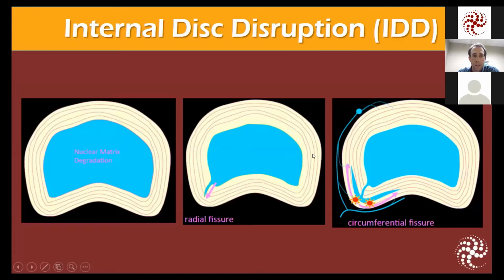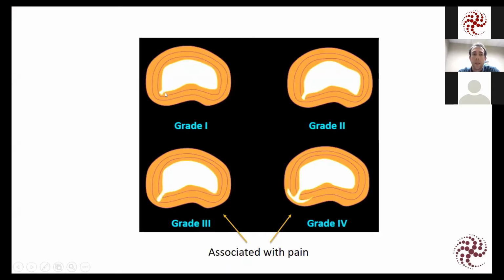On this next slide, you get another schematic of what happens as you start loading the annulus and you start getting radial fissures in it. The radial fissures can expand over time. Now, there are different grades of these annular fissures, and grade 3 and grade 4 are the ones typically associated with pain. The thought process behind that is that a lot of your nerve fibers are out here on the periphery of the annulus, and once the fissure approaches that painful part of the disc, you start getting pain.